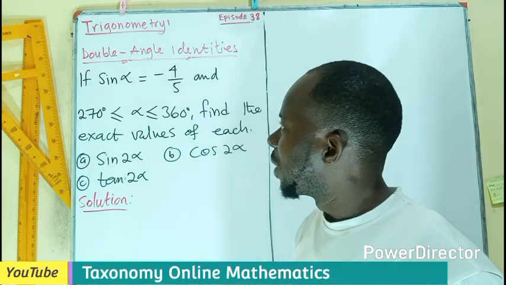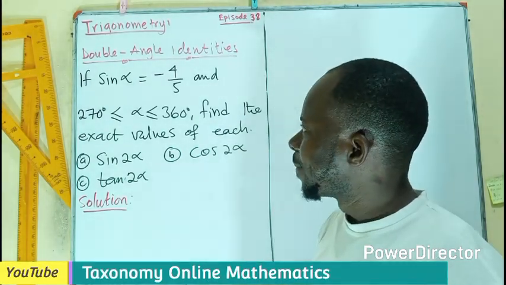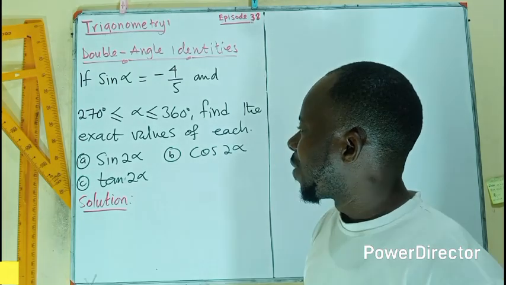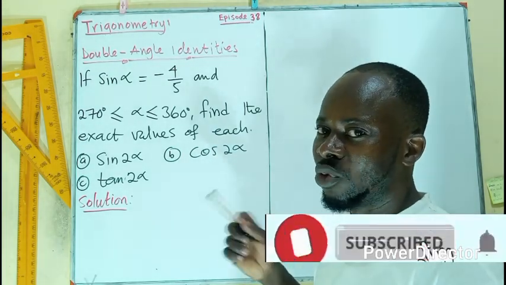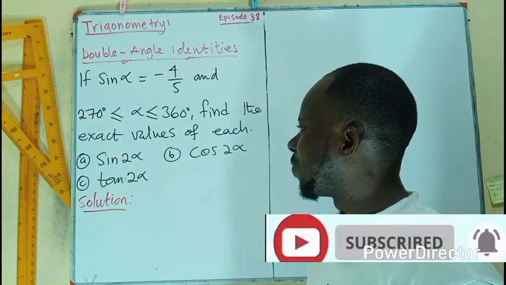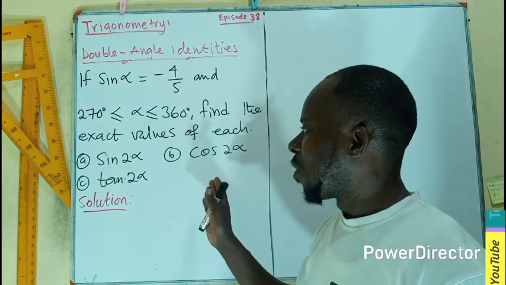Hello, let's look at this one, episode 38. If sine alpha is minus 4 on 5 and alpha is between 270 degrees and 360 degrees, we have to find the exact values of each of the following.